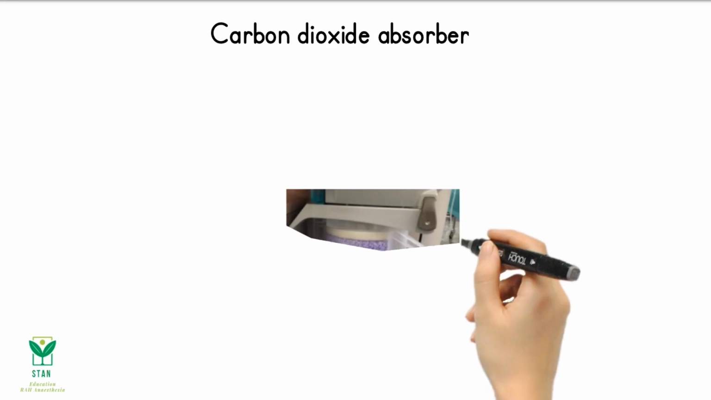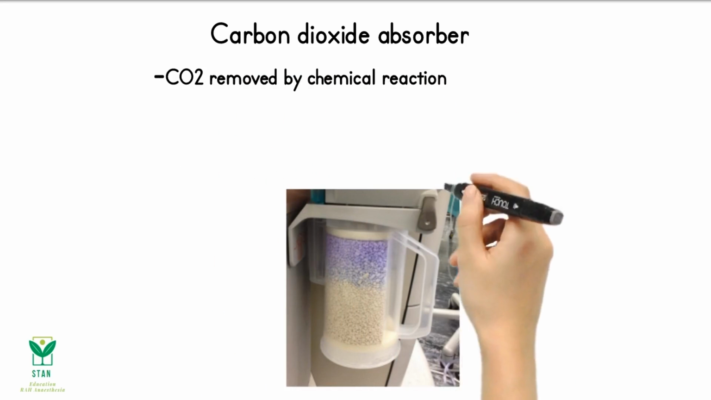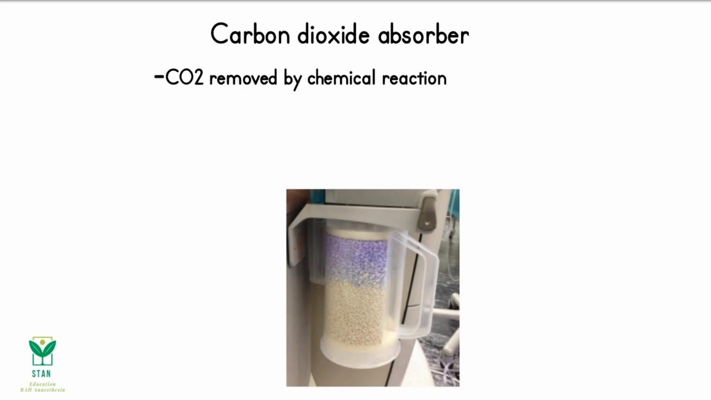The carbon dioxide absorber lies within the expiratory limb of the circuit. Carbon dioxide in the expired gases is removed by a chemical reaction with the absorber granules. There's a colour change in the granules as the chemical reaction takes place, so you can see when the active ingredient is exhausted and you need to change the canister.